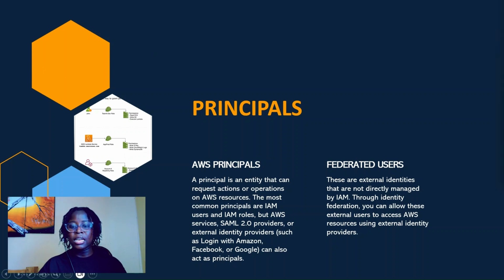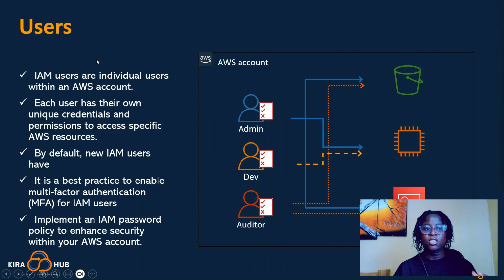And that takes us directly to the concept of users. So, who is a user? We talked about logging in through the root user, but an IAM user is just an individual user in a specific account, and they always have their own set of permissions. So, they have some policies attached to them that define what they can do in that AWS account. So even for the users, it's best practice to enable multi-factor authentication for them and implement a password policy.